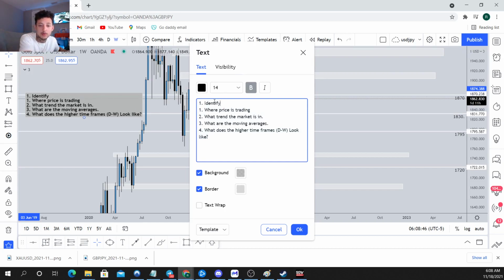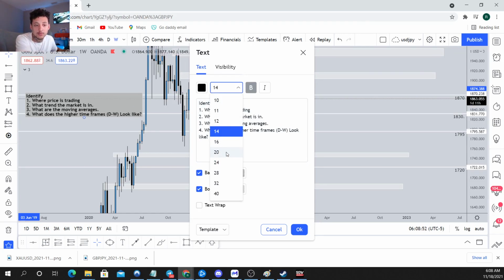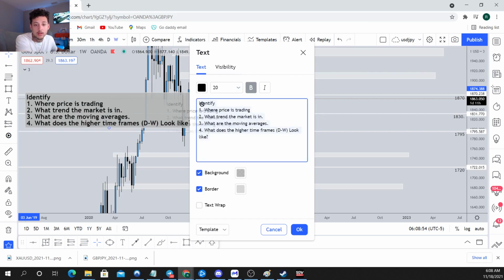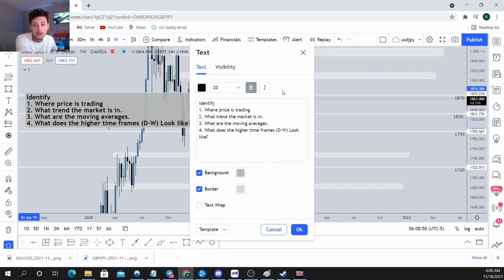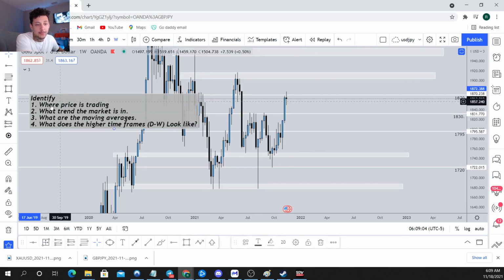So let's kind of change this up a little bit. Right, I'm going to add this as a title. We're going to identify. Let's make this bigger. Right, and then I'm going to, can I make multiple colors? No? All right, so let's italicize all of this then. Right, so we're going to identify where price is trading, identify what trend the market is in, identify what the moving averages are, if they're red over blue, if they're blue over red, right? And identify what the higher time frames look like.